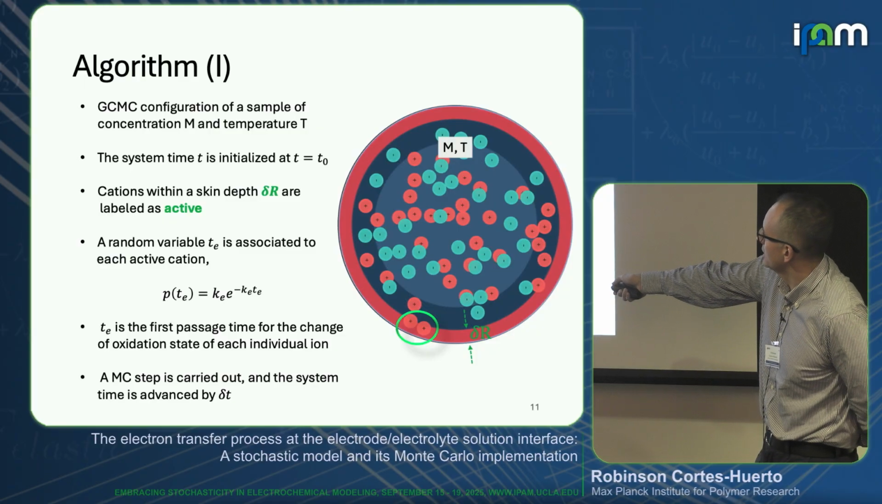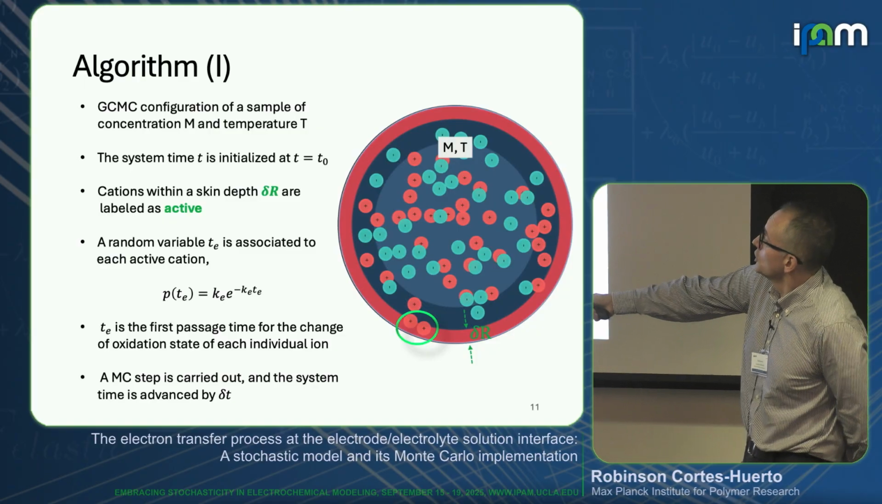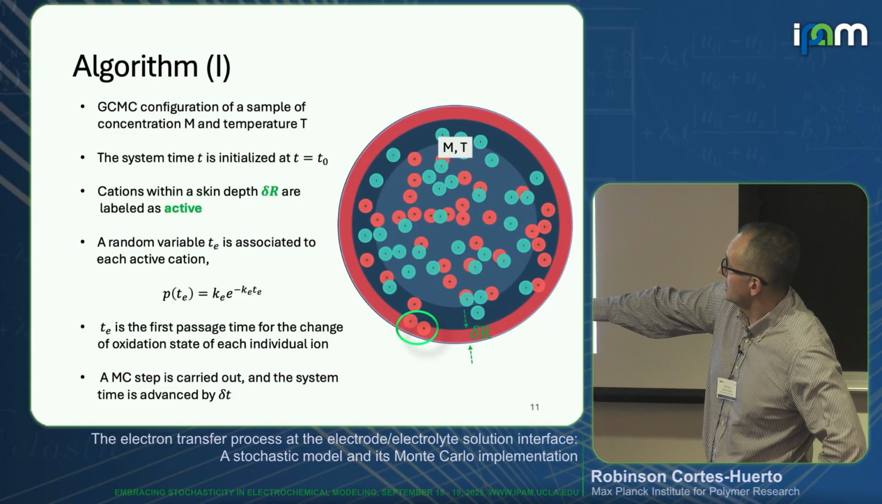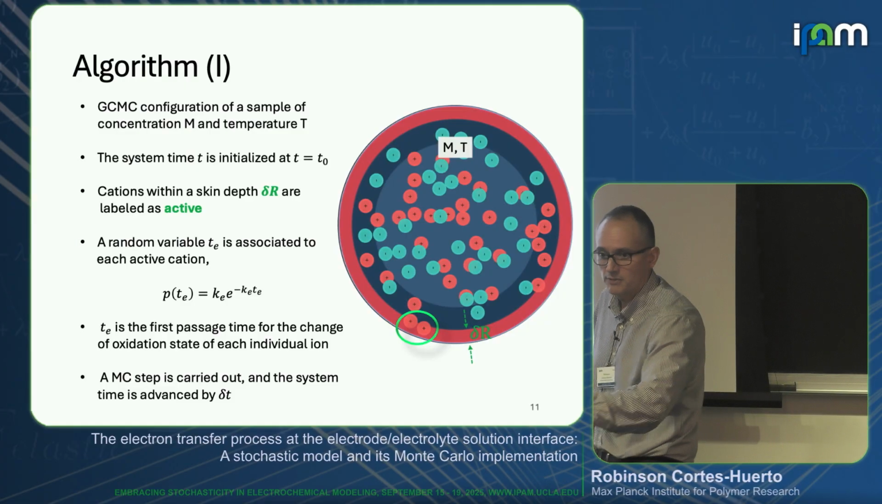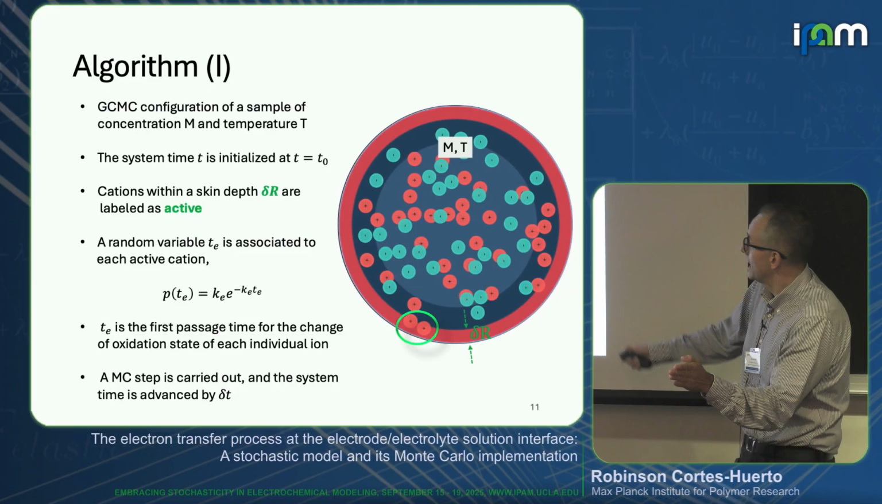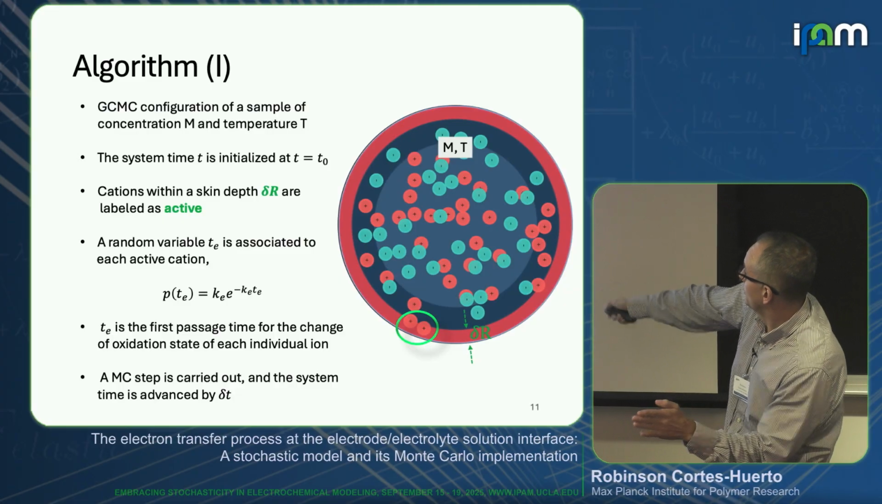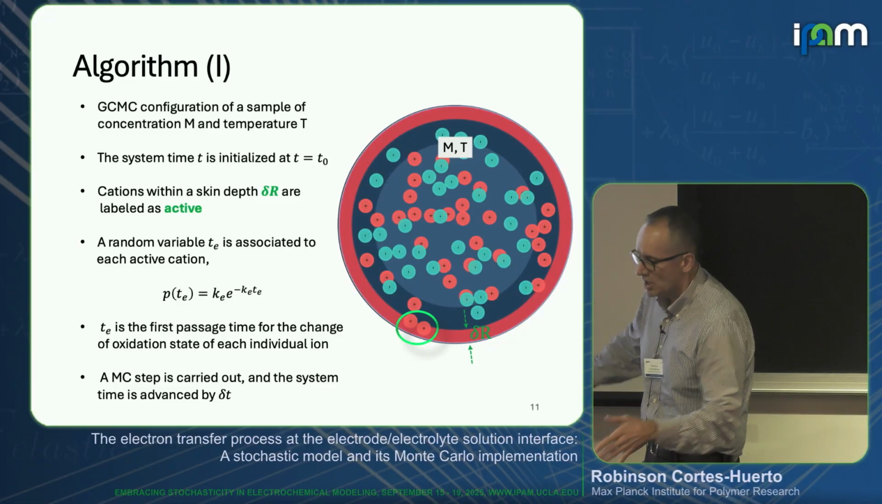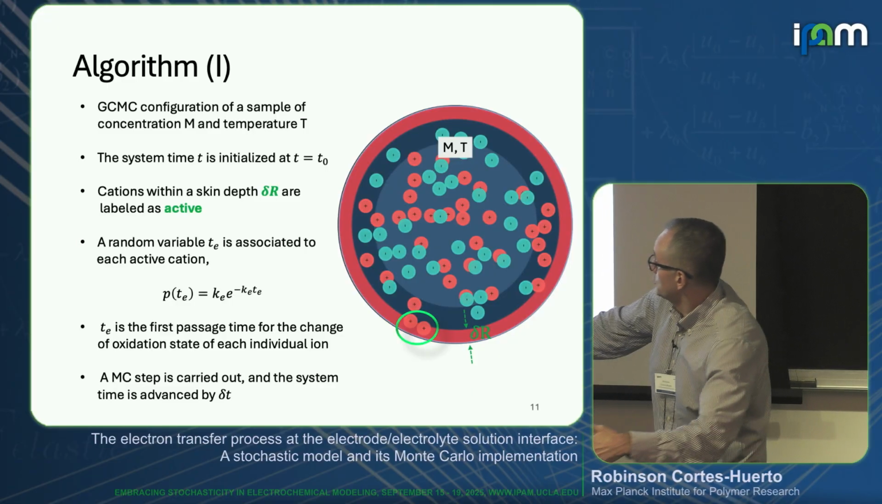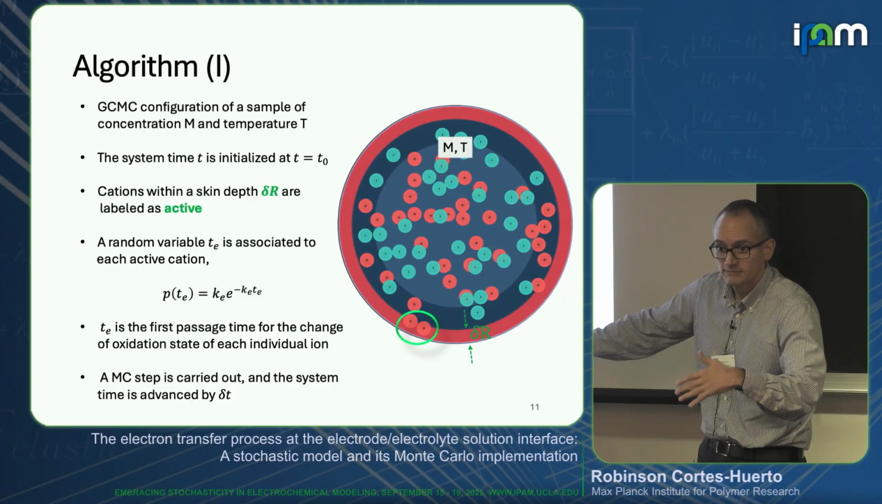Then you identify those cations that are close. You give a random variable here, which is associated to each active cation in this case. So this is a first passage time, right? Then you keep moving all the ions with Monte Carlo steps, and then you associate a time for that.